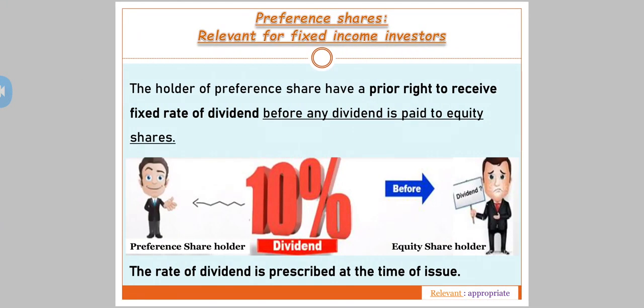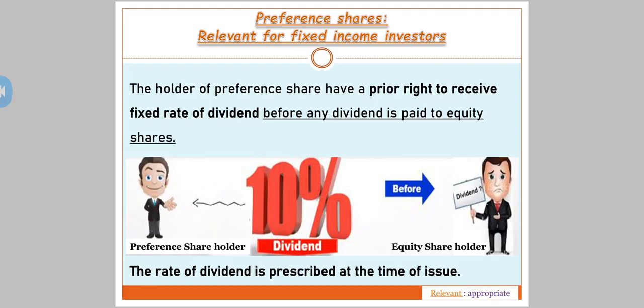See, the holders of preference shares have a prior right to receive a fixed rate of dividend before any dividend is paid to equity shares. The rate of dividend is fixed, and it is decided by the board of directors. The rate of dividend is prescribed at the time of issue only. When the company is going to issue the shares, the rate of dividend is predetermined.